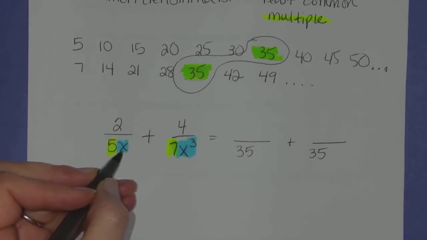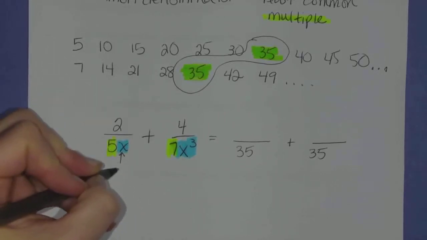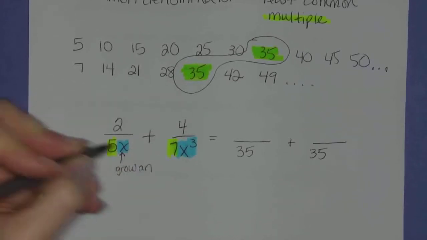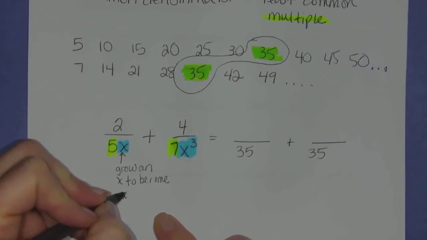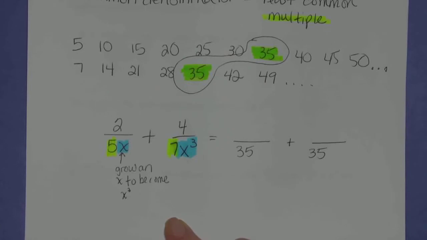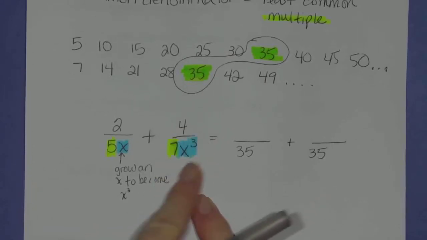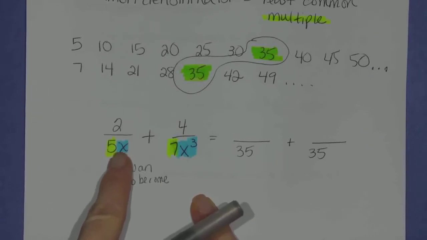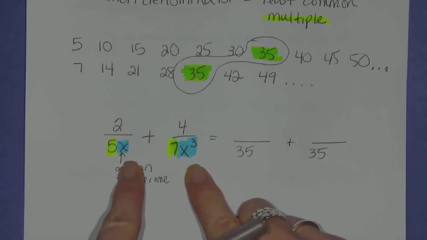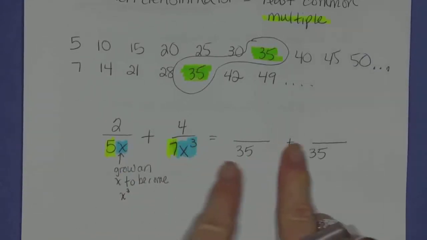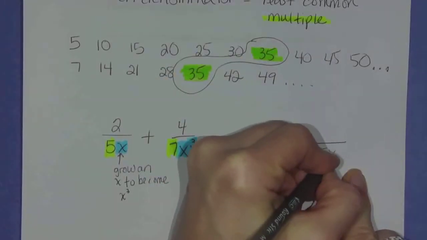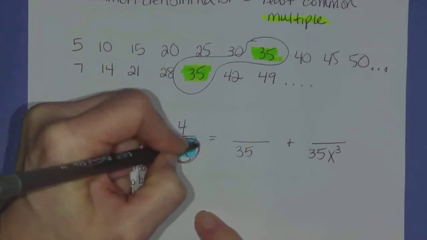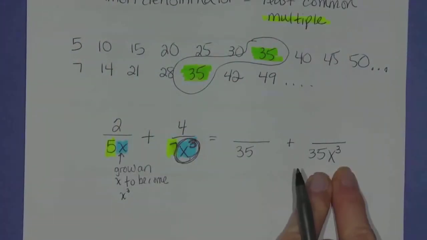This fraction, however, we can grow an x to become x to the third. Okay, we can't strip away from this one because it already has 3 x's. But we can add x's or grow this to look more like this one. Okay, so I wouldn't make my common denominator any more than an x cubed. I would leave that. See how it's like whatever is the bigger exponent, we can just leave that.